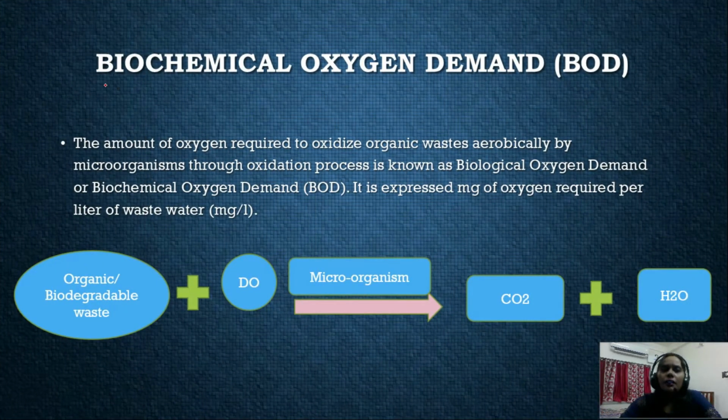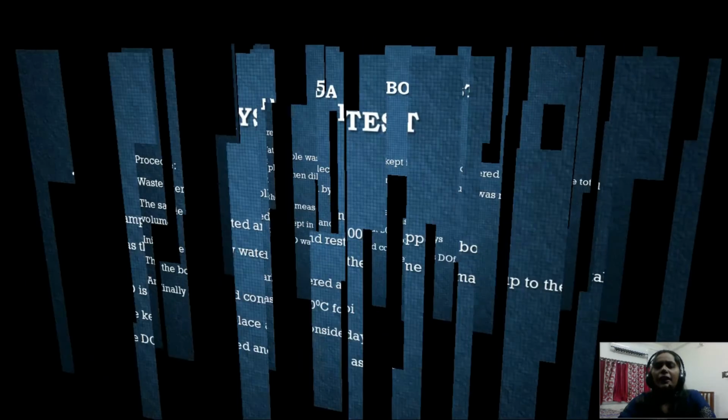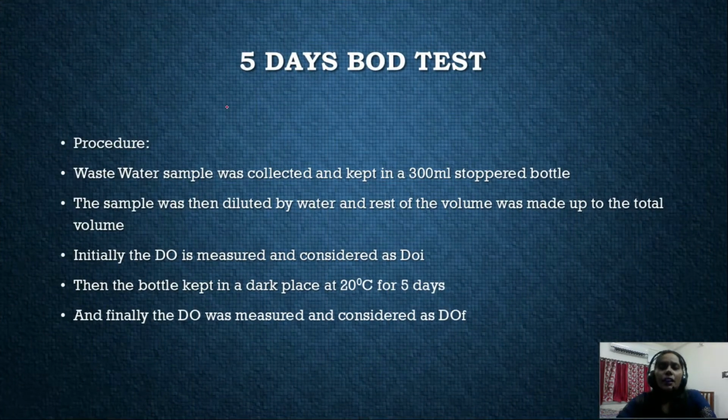Okay, so just see at a glance, as we are still discussing BOD, don't forget about this reaction. BOD is generally the amount of oxygen required to decompose biodegradable waste. Organic or biodegradable waste, with the help of dissolved oxygen and microorganisms, will convert into carbon dioxide and H2O. For this reaction, whatever dissolved oxygen we require is actually the amount of BOD. Already you knew that, but still I'm repeating.